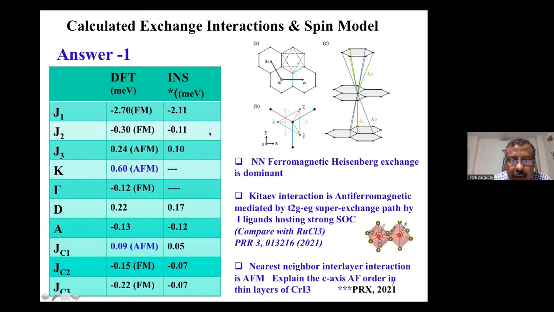On my right, I show the data obtained from inelastic neutron scattering by fitting it without the Kitaev and the DM term. To summarize, the nearest neighbor ferromagnetic Heisenberg interaction is the most dominant interaction. The Kitaev interaction is found to be antiferromagnetic, and it is probably mediated by the iodine ligands, which promote the t2g-eg superexchange path. Importantly, we get a nearest neighbor interlayer interaction that is antiferromagnetic, and this possibly can explain the c-axis antiferromagnetic order in thin layers of chromium iodide.